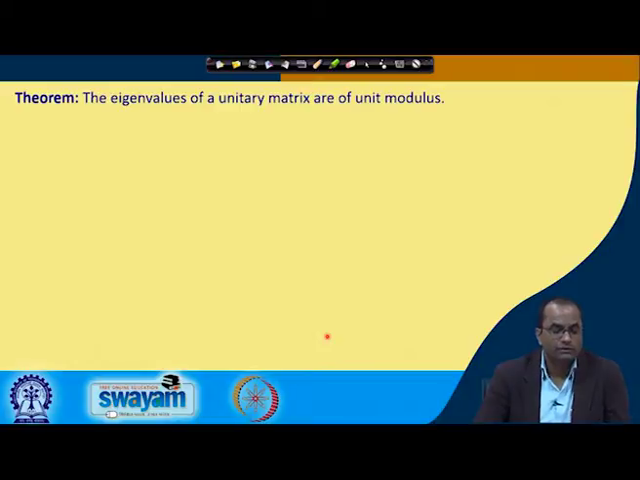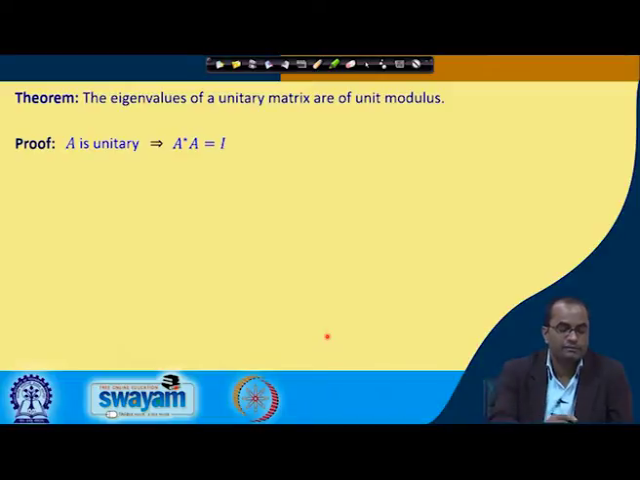Now, another important result: the eigenvalues of a unitary matrix are of unit modulus. This also we can prove in general. If we have a unitary matrix, that means A star A is equal to the identity matrix. Such matrices are called unitary matrices. So, if we have a unitary matrix, then we will now prove that the modulus of the eigenvalues is 1.